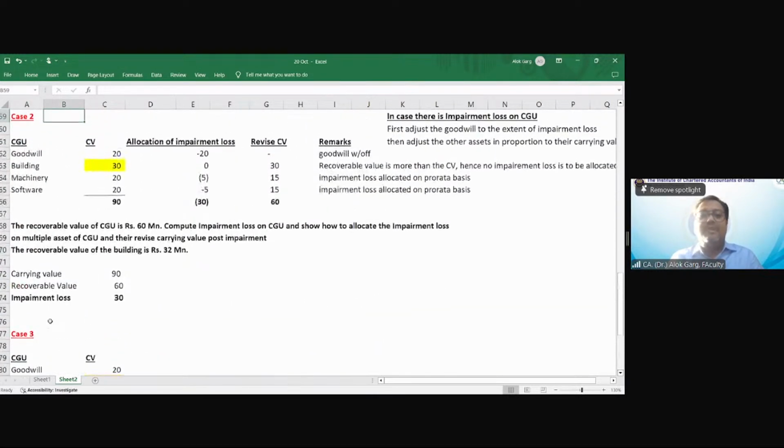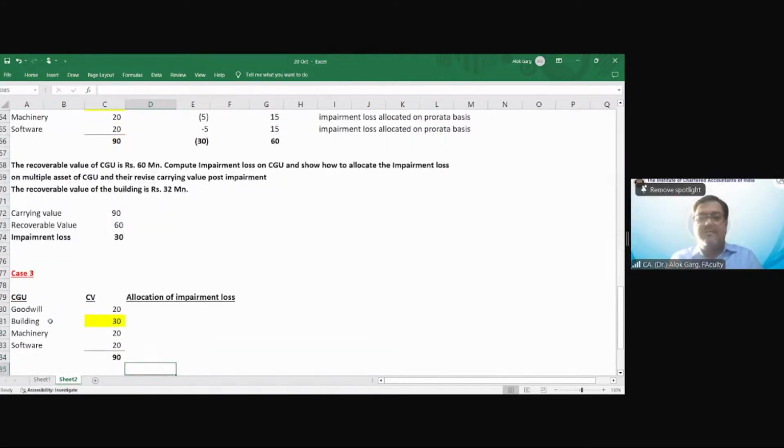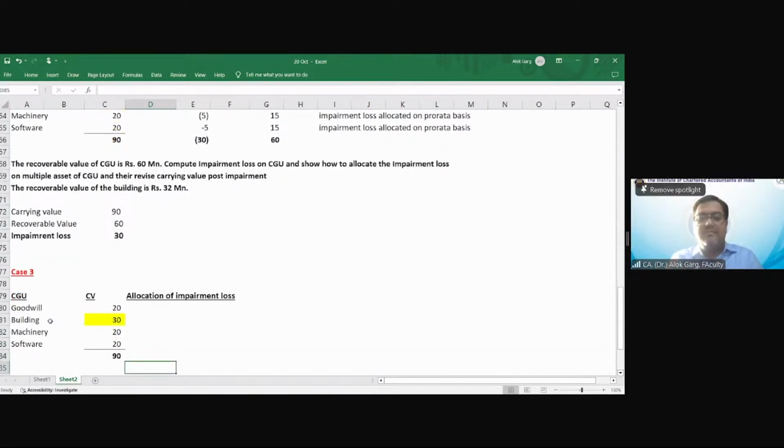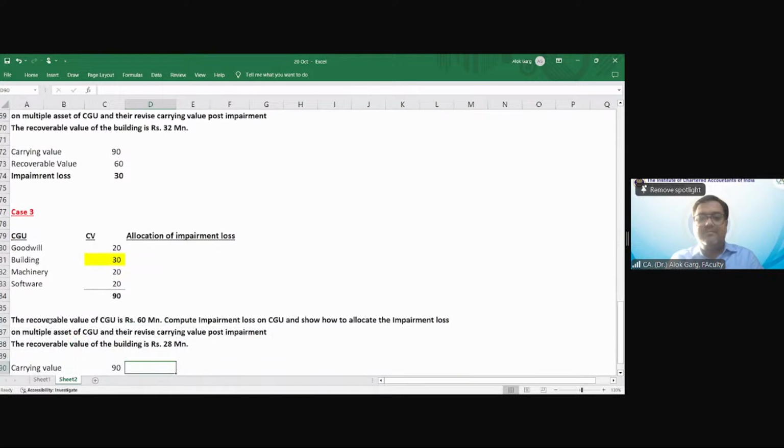How to allocate the impairment loss, guys? How to allocate the impairment loss? Sir, out of 10 millions, 2 millions allocate in the building and remaining in machinery and software. Very good.